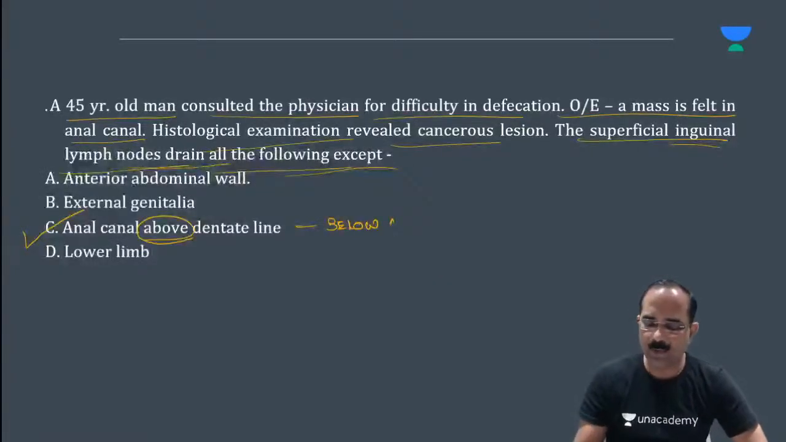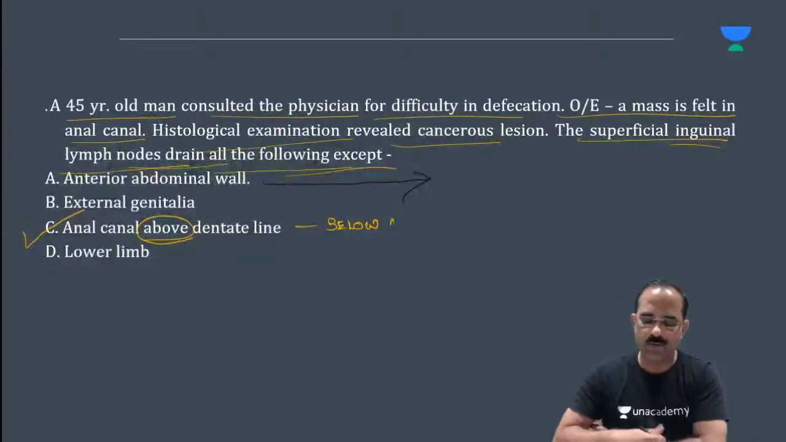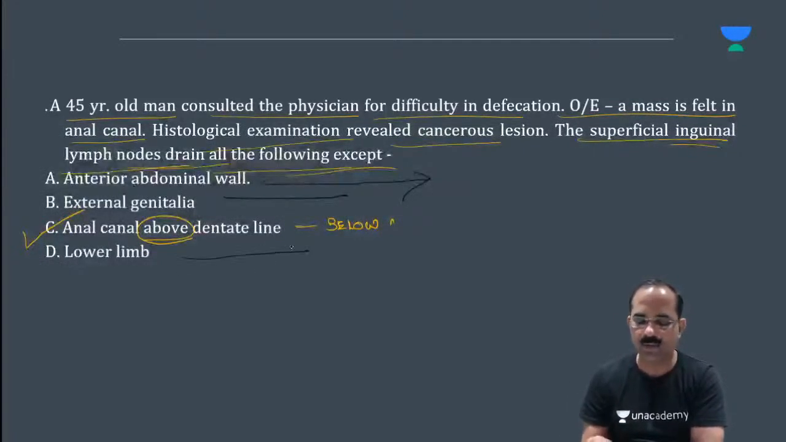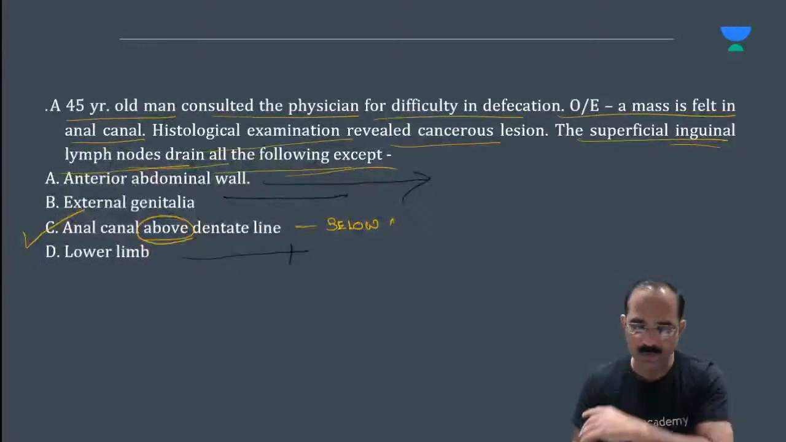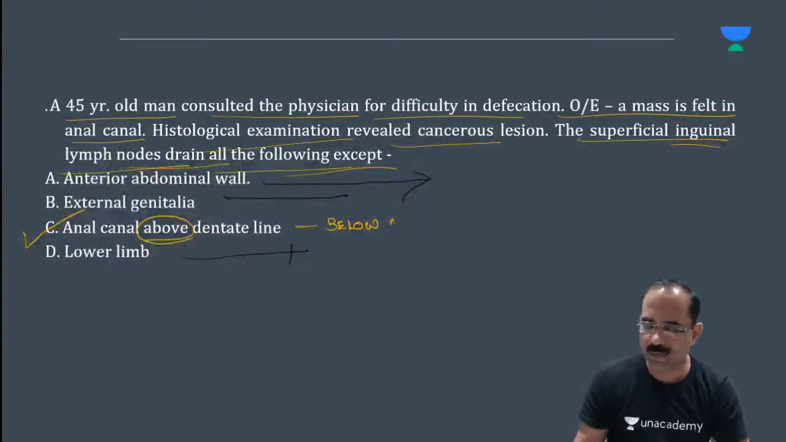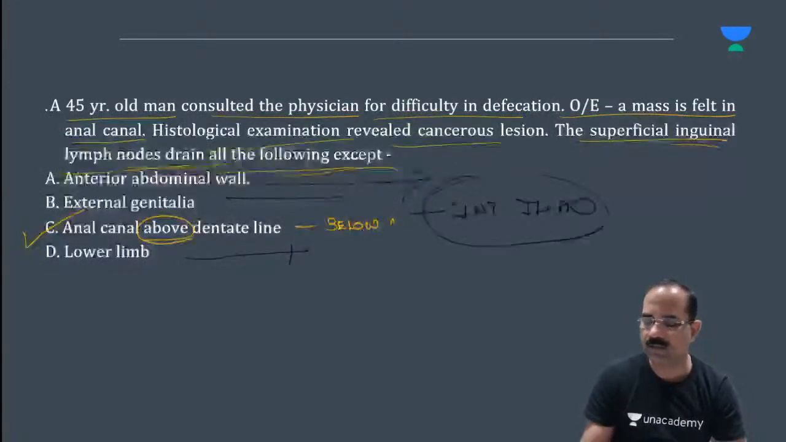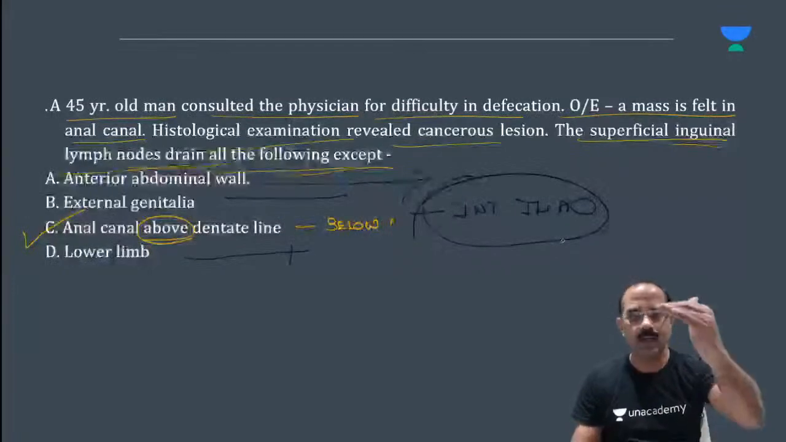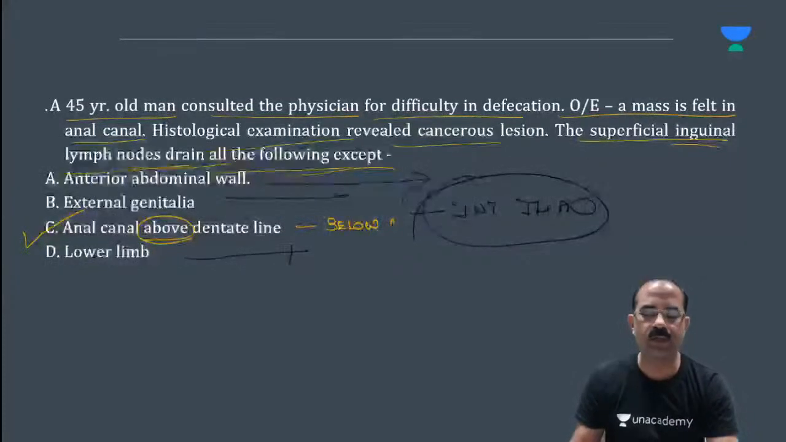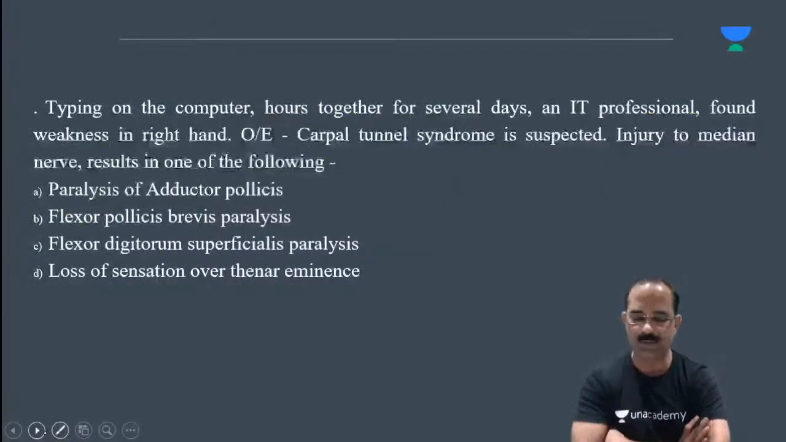Tell me, anterior abdominal wall below the umbilicus drains into the superficial inguinal lymph nodes. External genitals, yes. The lower limb drains into the vertical group of lymph nodes. Anal canal above the dentate line would drain into what? Internal iliac lymph nodes. So anal canal above the dentate line drains into the internal iliac lymph nodes. Come on, students, coming to the next MCQ.